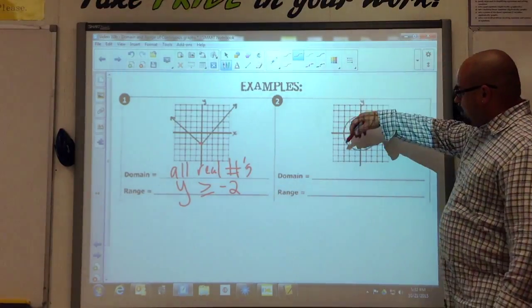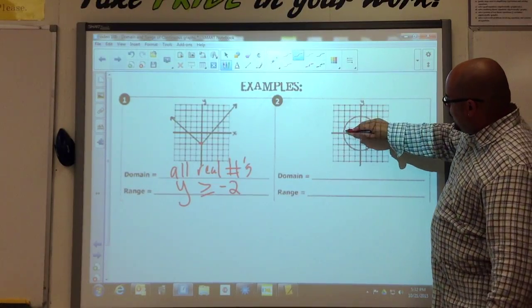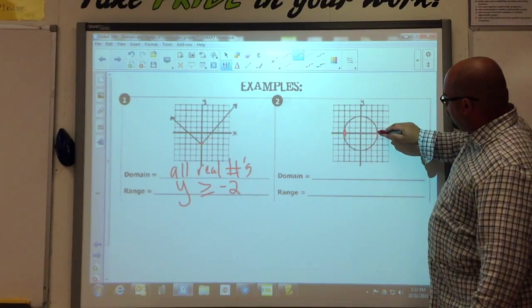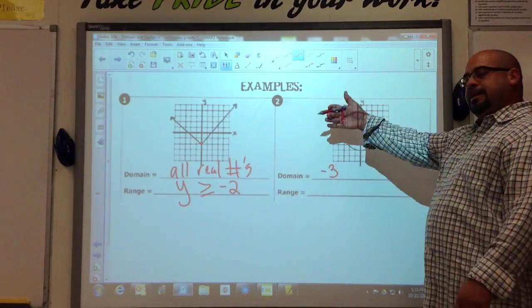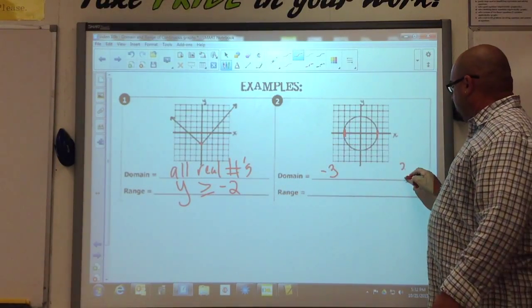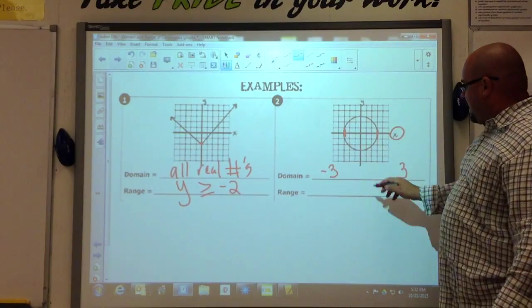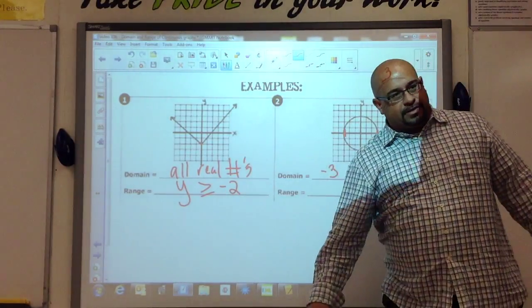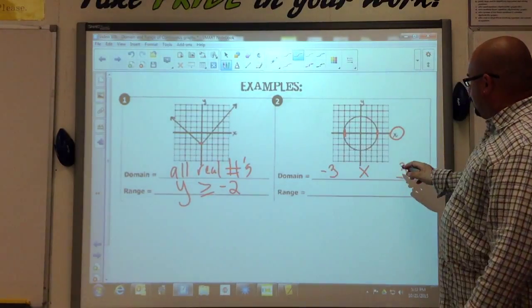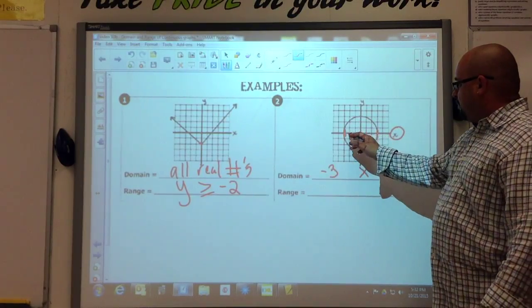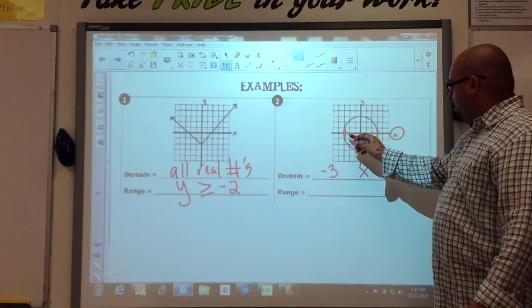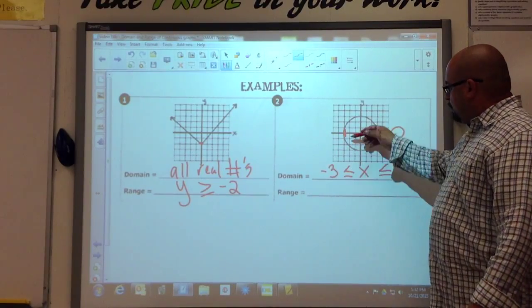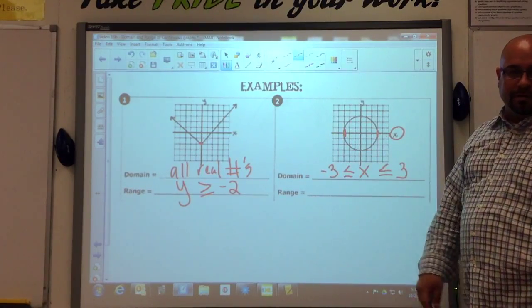Now let's talk about this circle here. Notice for domain, there's a starting point on the left and on the right. The furthest left is -3, and the furthest right is +3. Now because we're on the x-axis, we're going to use the x variable. And so any of these x's has to be less than or equal to 3, but it has to be greater than or equal to -3.